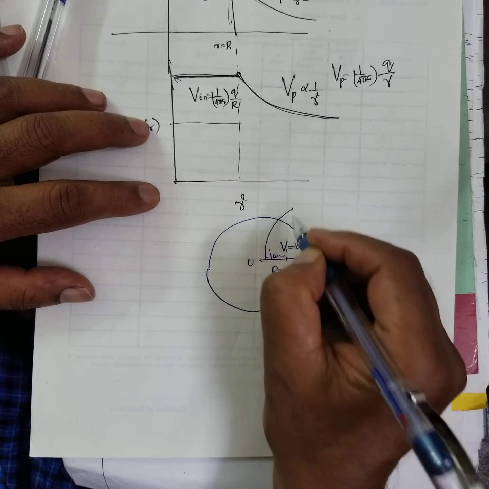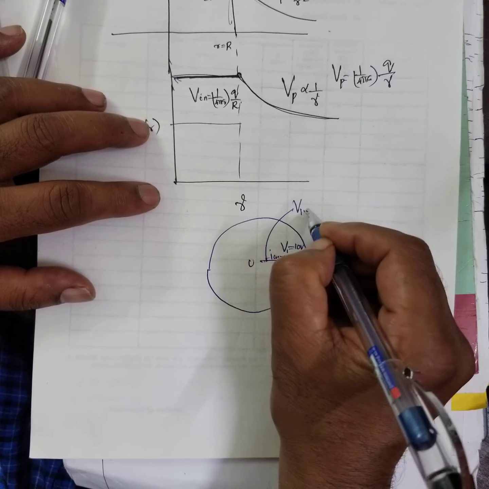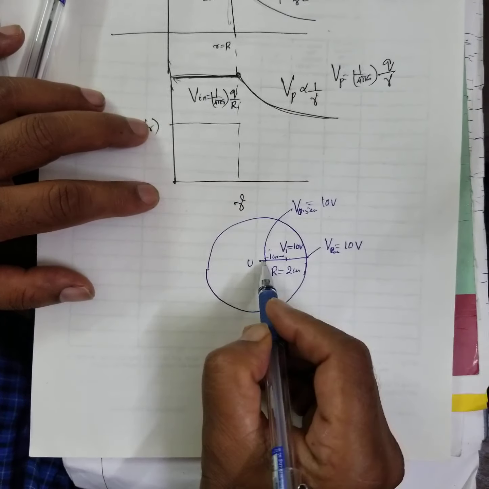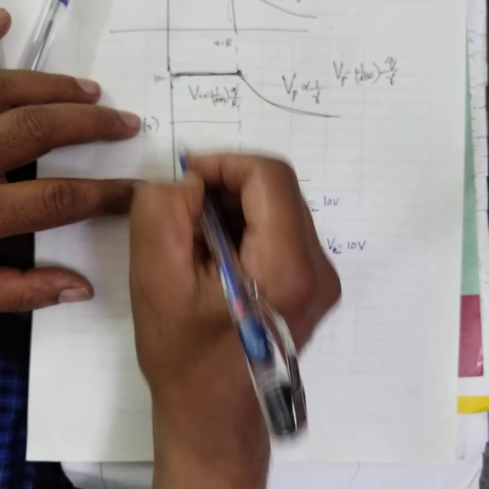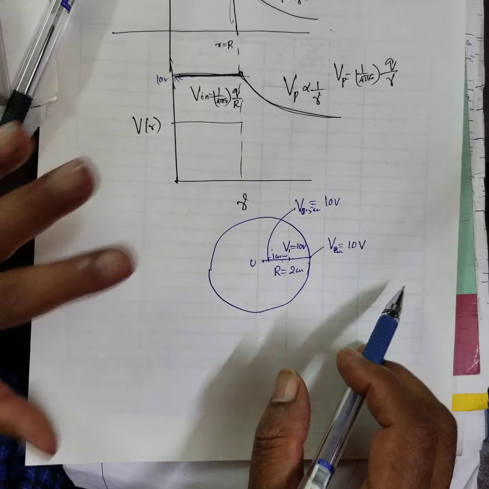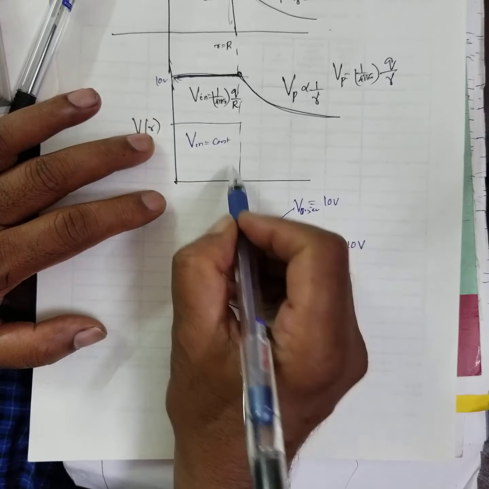See, what is the potential at this point? Potential at 1.5, 0.5 centimeter: 10 volt. Here also 10 volt. It's constant, 10 volt. It is always constant inside. Therefore, you have to be very, very careful. Your potential inside is always constant.